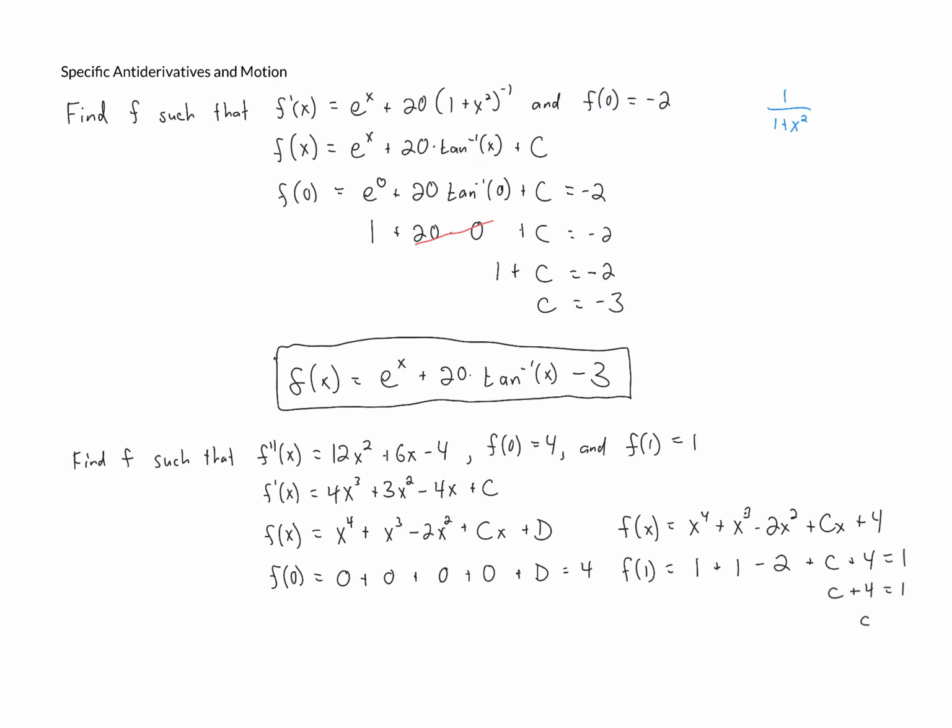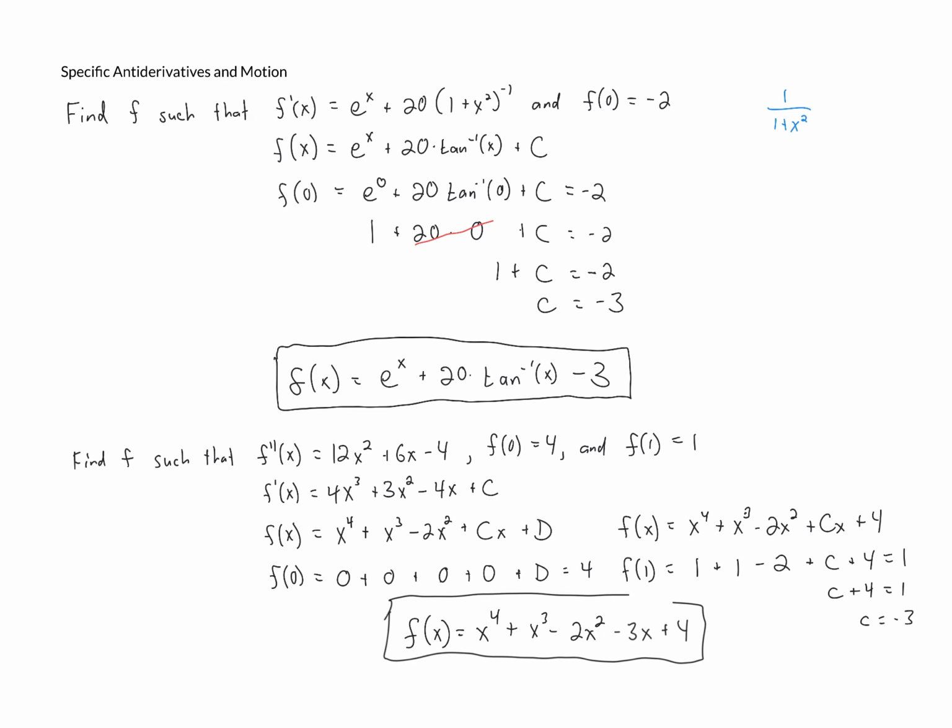And if we subtract 4 from both sides, that gives us c is negative 3, because 1 minus 4 is negative 3. So knowing that, we have our specific value for the function: f of x equals x to the 4th plus x cubed minus 2x squared. And then we had plus cx, but we know c is negative 3. So it's going to be minus 3x and plus 4. So that is our answer.